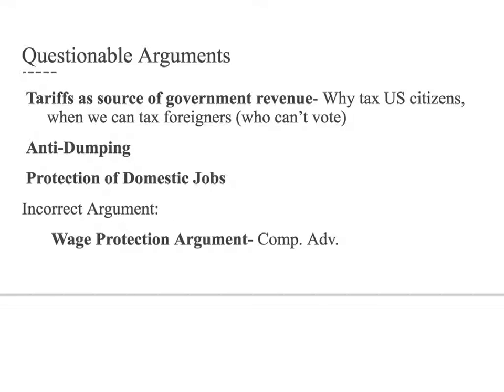Protection of domestic jobs is somewhat argumentative, because in the search to protect domestic jobs, oftentimes domestic jobs are lost in other industries. An incorrect argument would be the wage protection argument. Economists would say that wage differences are part of a country's comparative advantage. If a country can hire workers in a factory to do a somewhat menial or unskilled job, then they should be allowed to pay those wages and take advantage of their comparative advantage for the moment, which is cheap labor.